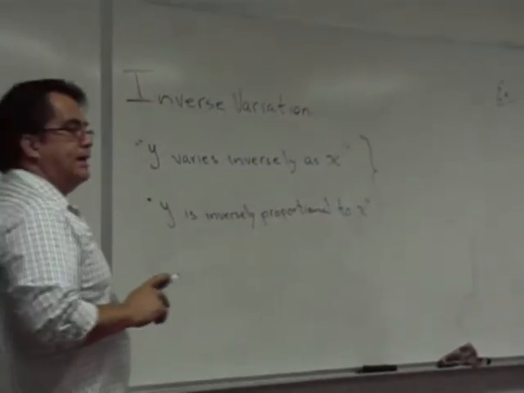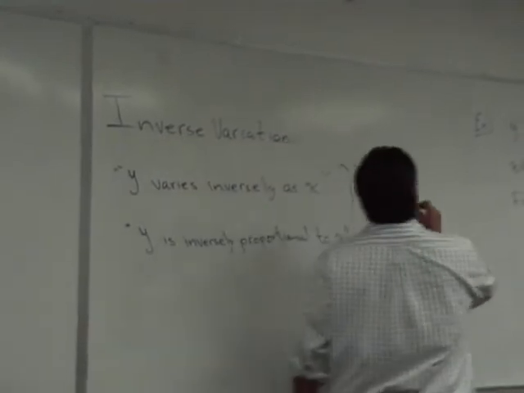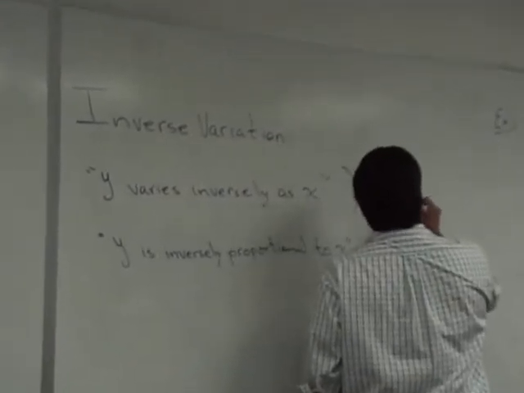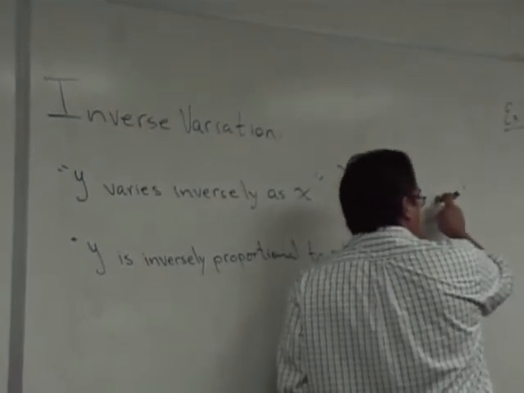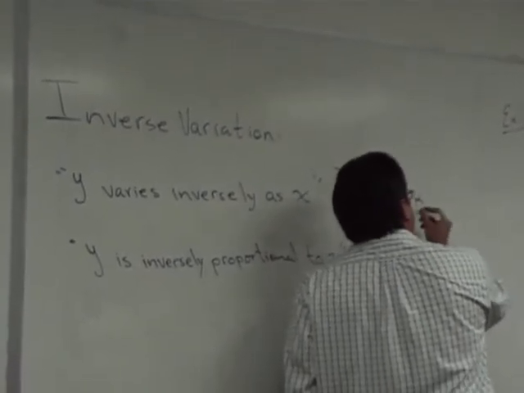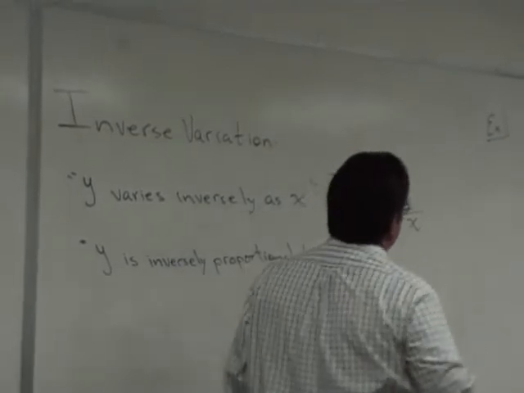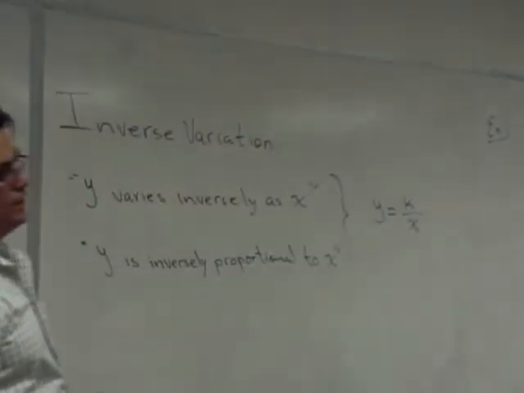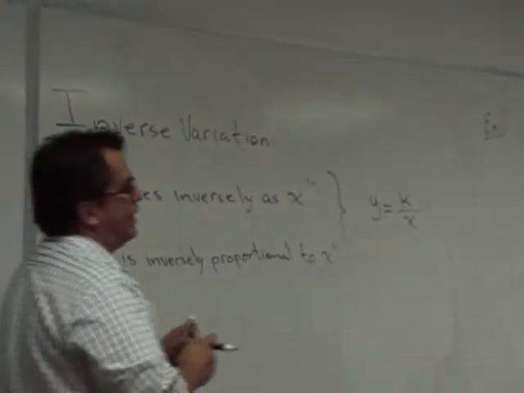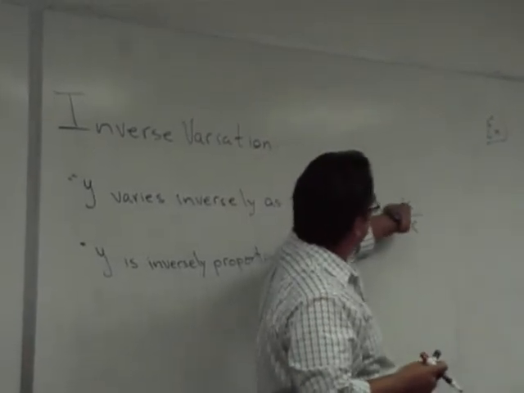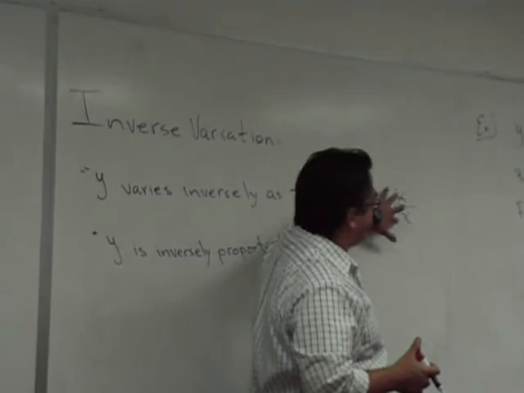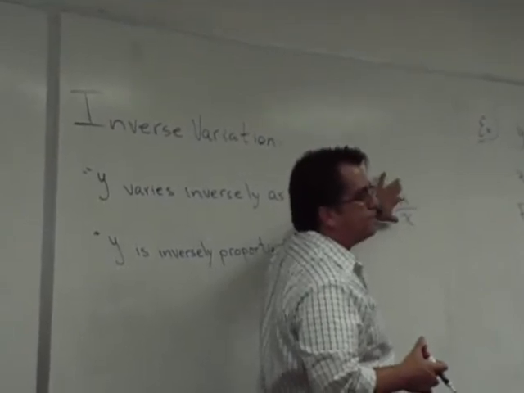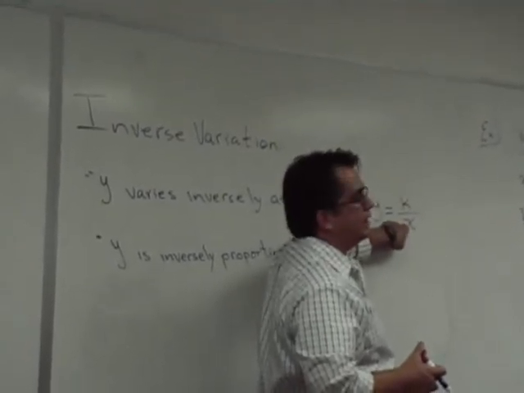And the way we write an inverse variation is this. Y varies. Directly means multiply by the variable, k by the variable. Inversely means divide. That's an inverse variation. If you think about it, you have a constant right here that's been divided by x. What happens to a fraction when the numerator stays the same and the denominator gets bigger?